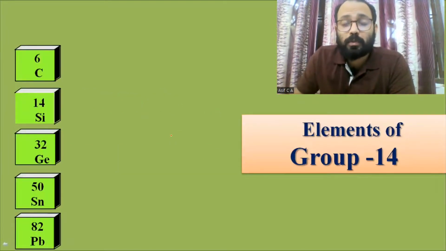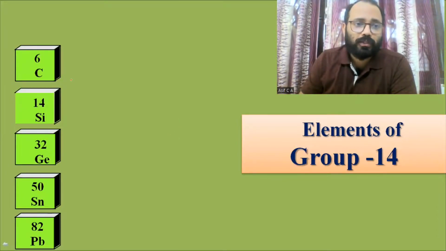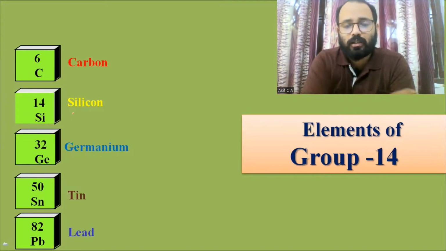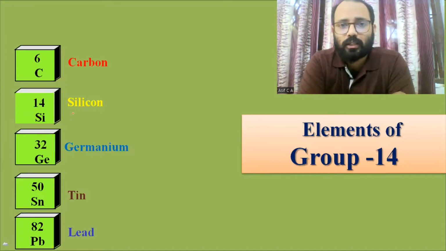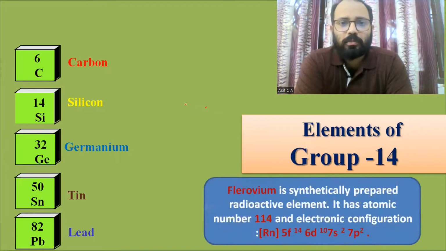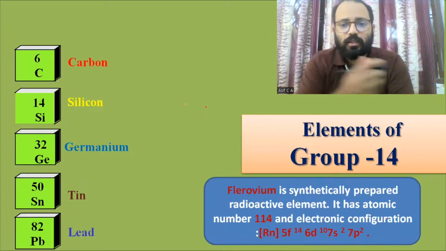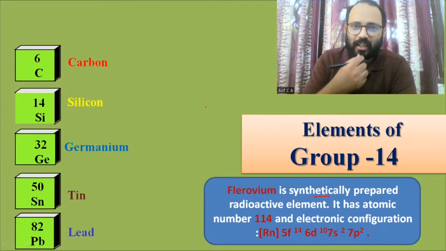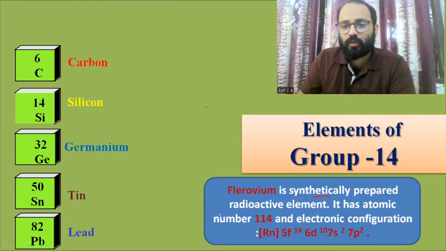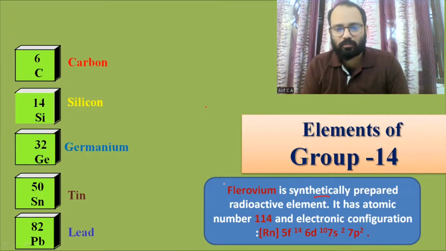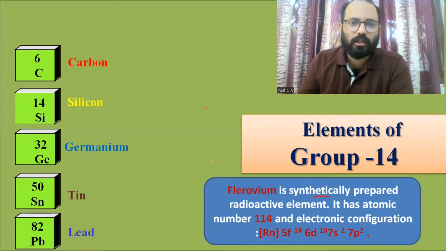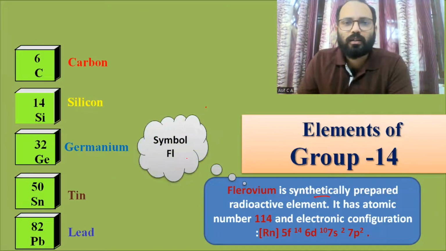So let us start. Group 14 elements, first the members. The first one is carbon, then silicon, then germanium, then tin and lead. These are the members of the carbon family. Fine. In the members, there is also flerovium. Flerovium is actually a synthetically prepared radioactive element, atomic number 114, with this electronic configuration. But for that element we don't have to worry that much. We have to worry about all the other elements.